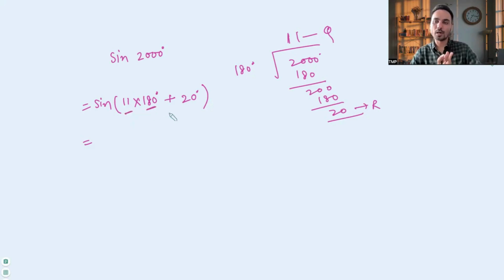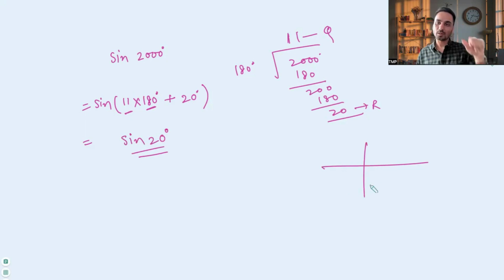And we know that whenever you have a trigo function of n pi plus minus theta, we keep the same function of that angle theta. So this can be written as sine 20 degrees. And now we will decide the positive or negative sign. For positive or negative sign, we need to see in what quadrant the terminal side lies.